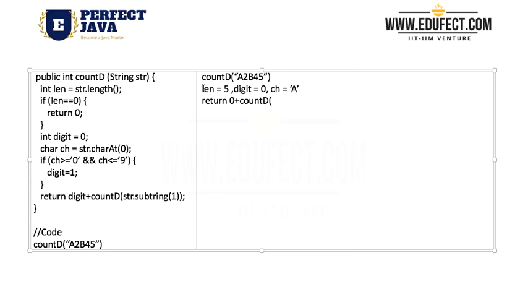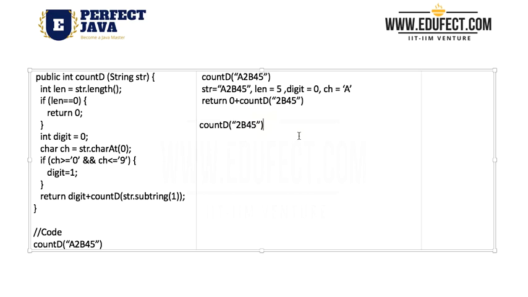What is it saying? str.substring. So what was str? If I write str also, str is a2b45. That is the value of str, and we are calling it now for str.substring(1). So what will be substring(1)? It will be 2b45. And we're still within this function. This method has not ended, but it is stuck here because it will now need to call countD of 2b45. So countD of 2b45 is called, and now what will happen?